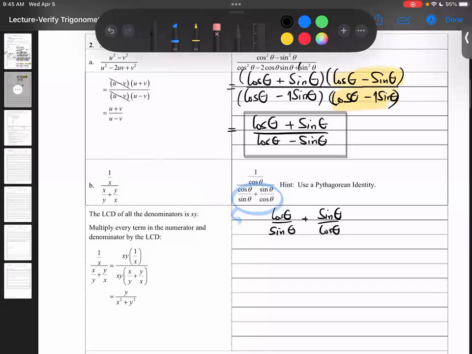So what's my LCD? Yeah, sine cosine, right? The first fraction is missing cosine, so I'm going to multiply the first fraction by cosine theta over cosine theta. Remember, this is an expression, so you need to multiply by 1. And the second fraction is sine theta over sine theta. I did not change my expression. Now my expression has the same common denominator, which is sine theta cosine theta.